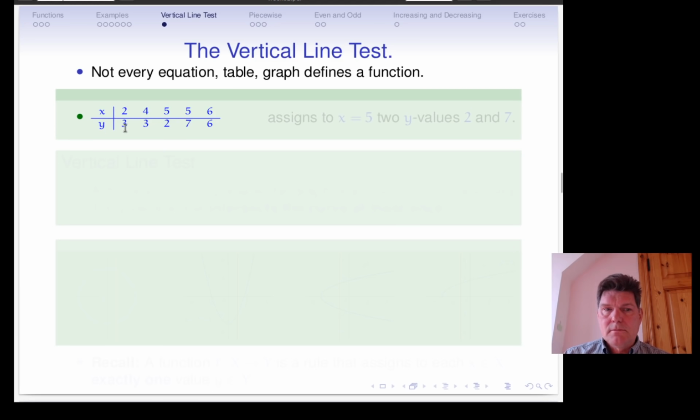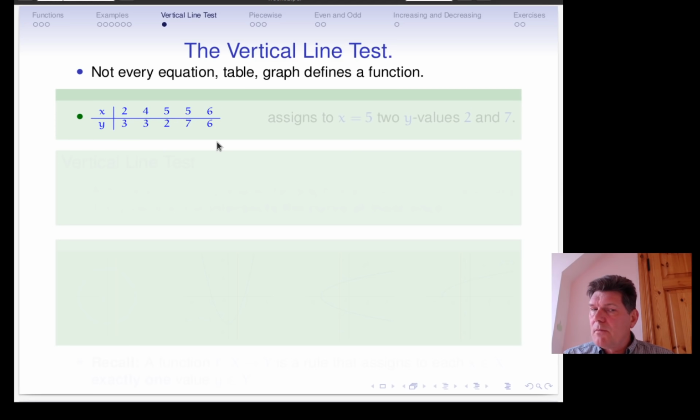2 related to 3, 4 related to 3, 5 related to 2, 5 related to 7, and 6 related to 6. If you read through this table, you'll notice that there's some repetition, like the number 3 occurs here and there, twice in the y row. The number 5 occurs twice here in the x row, and the number 6 occurs twice here in the last column.